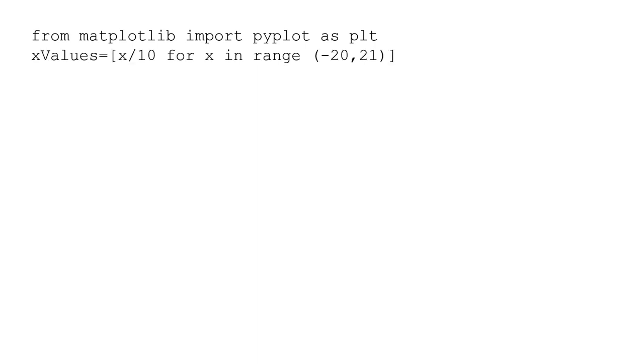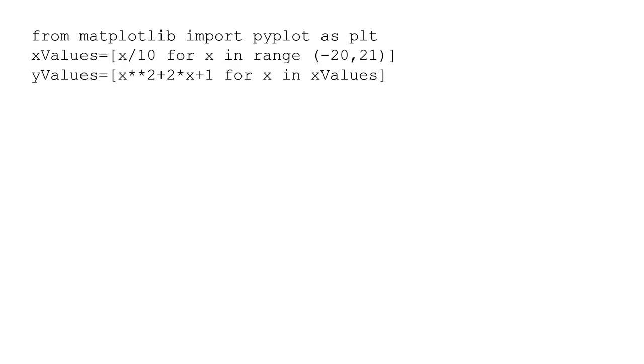From matplotlib, import pyplot as plt. x_values equal to x/10 for x in range(-20, 21). This way, x_values is a list containing the values -2.0, -1.9, -1.8 and so on till 1.8, 1.9 and 2.0. Now y_values. y_values is equal to list of x**2 + 2x + 1 for x in x_values. Now y_values is a list containing values of the polynomial x square plus 2x plus 1 for each value of x from the list x_values.